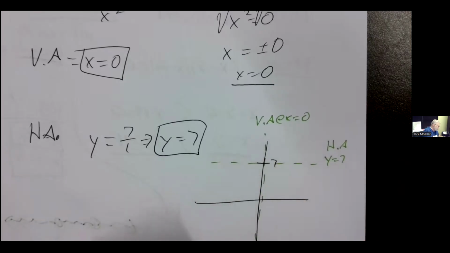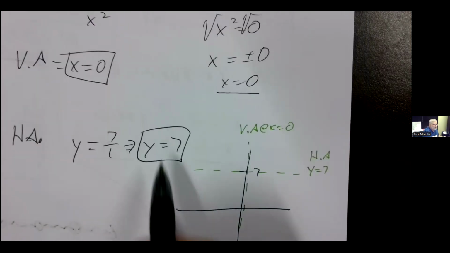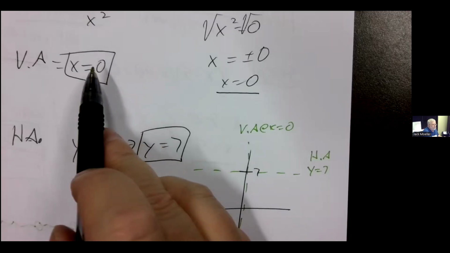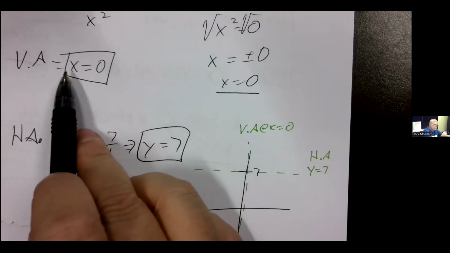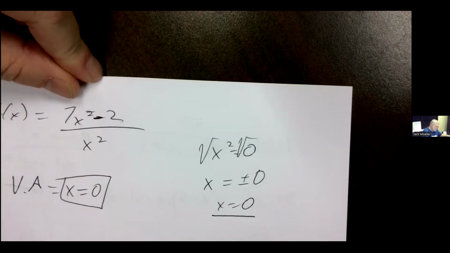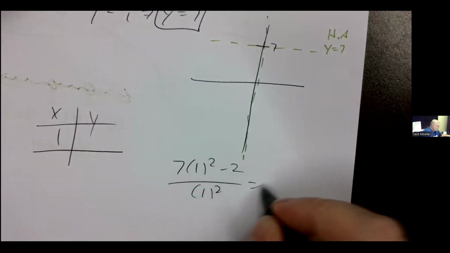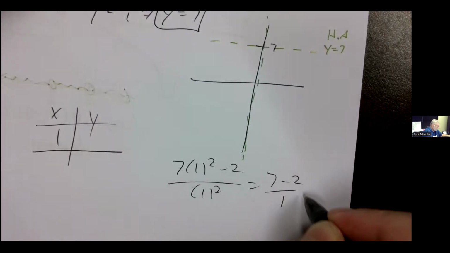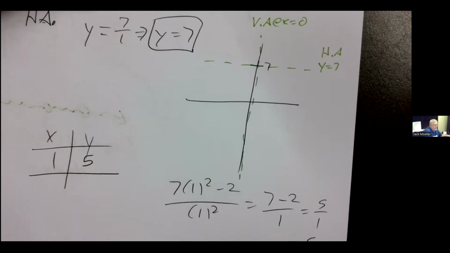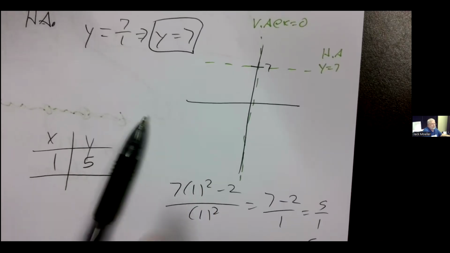So let's plug in x equals 1. And the reason I'm choosing 1 is my vertical asymptote is at x equals 0, so I'm just going to the right. I could also do -1, but let's start with +1. So we're going to do 7 times 1 squared minus 2 over 1 squared. I'm getting +5. When I plug in x equals 1, I got +5.